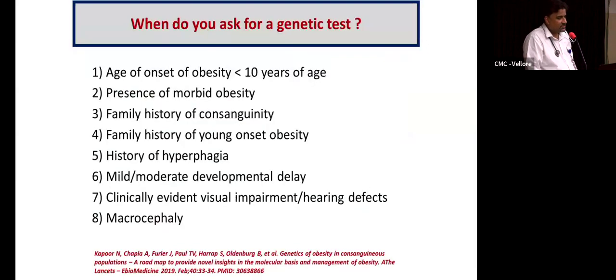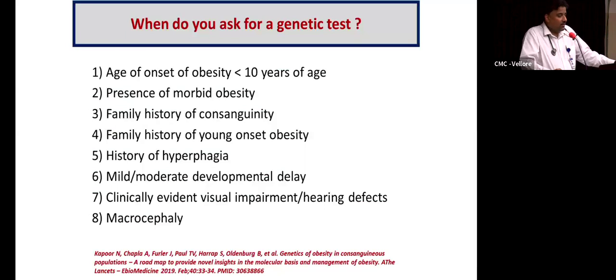So when in your practice would you consider doing a genetic test in a patient with severe obesity? If the age of onset of obesity is less than 10 years, if they have severe obesity and family history of severe obesity, which is young onset, family history of consanguinity. Some of these children have hyperphagia. Many times they present to us even at 20, 25 years of age because nobody has really diagnosed them. If they have developmental delay or visual impairment. So any 2 out of these 8 criteria, if they are present, you should ideally think of a genetic cause of obesity.